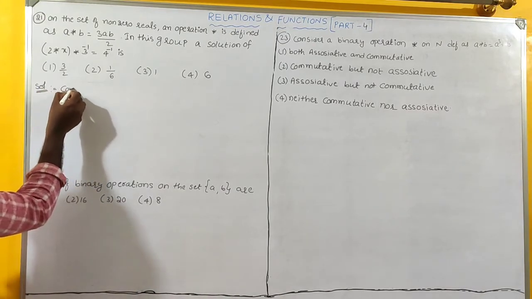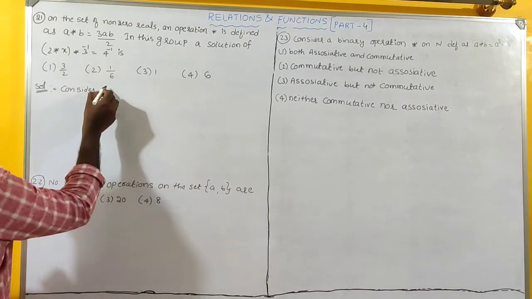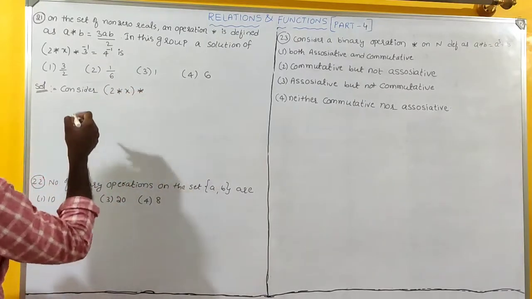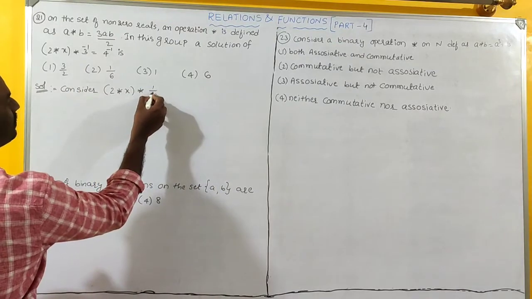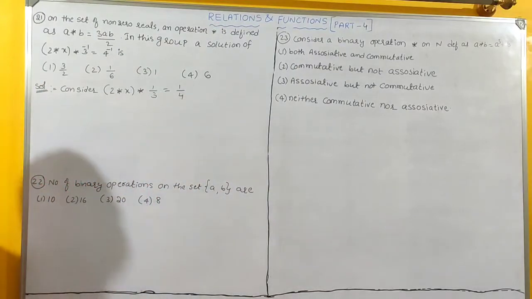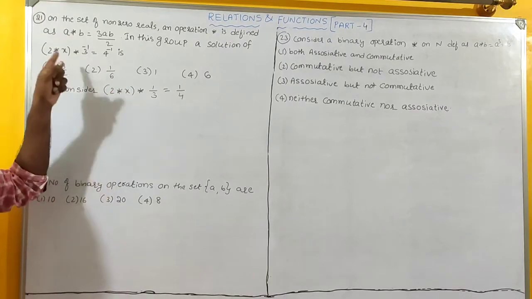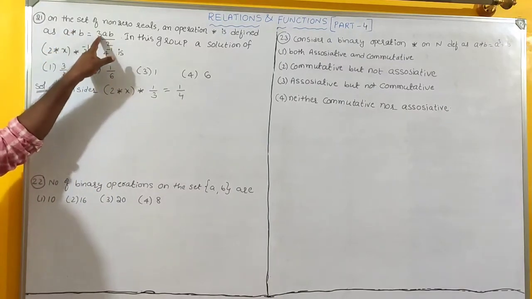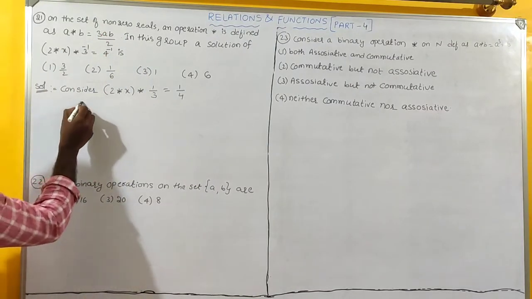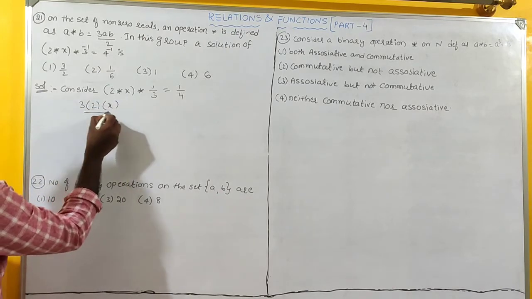Okay, consider 2 star x star 3 power minus 1 equals 4 power minus 1. 3 power minus 1 means 1 by 3, 4 power minus 1 means 1 by 4. First, I am applying star for these two values. What is the meaning of star? 3 into first value into second value by 2.